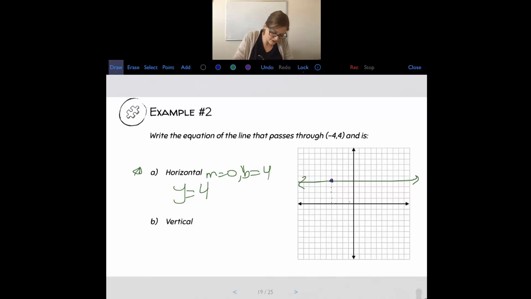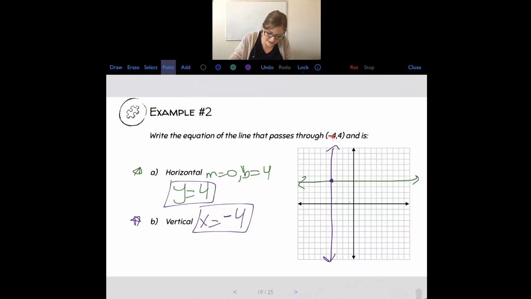Okay, for a line that's vertical, I'm going to do that in purple. Vertical lines are x equals whatever the x coordinate is of the point. We know that our slope is undefined, and in this case, x is always equal to -4. Okay. And you can see that as well. So from the ordered pair, x is -4, so our equation of a line that's vertical that goes through that point is x equals -4. And our y coordinate of the point we were given is 4, and a line horizontal that goes through that point is y equals 4.